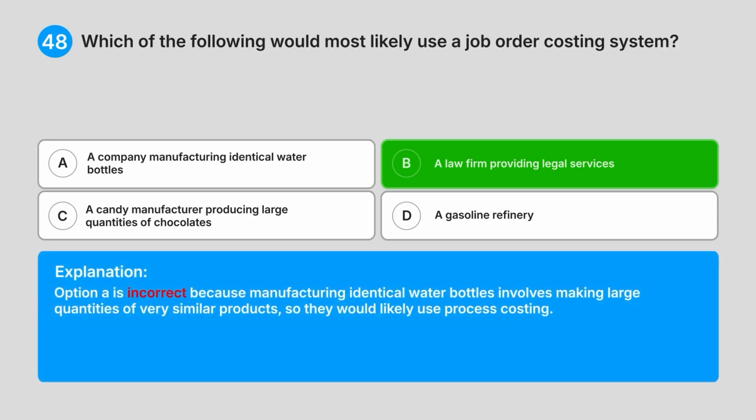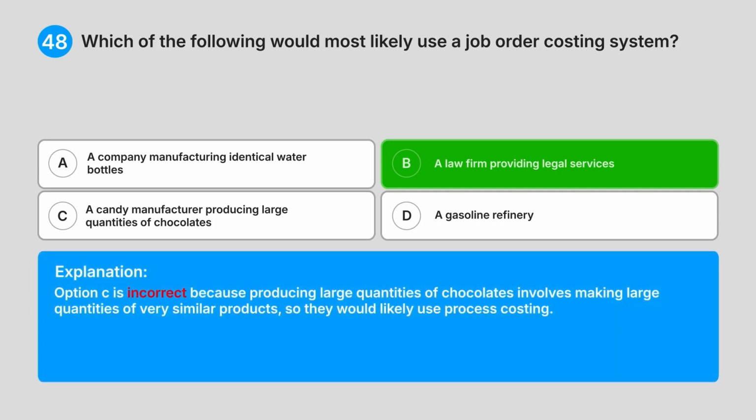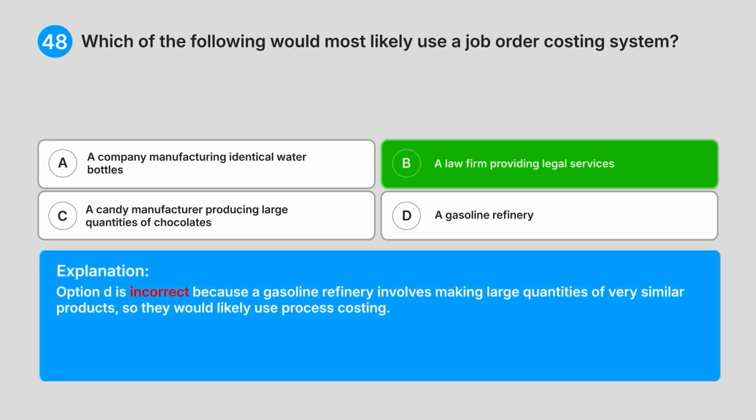Option A is incorrect because manufacturing identical water bottles involves making large quantities of very similar products, so they would likely use process costing. Option C is incorrect because producing large quantities of chocolates involves making large quantities of very similar products, so they would likely use process costing. Option D is incorrect because a gasoline refinery involves making large quantities of very similar products, so they would likely use process costing.